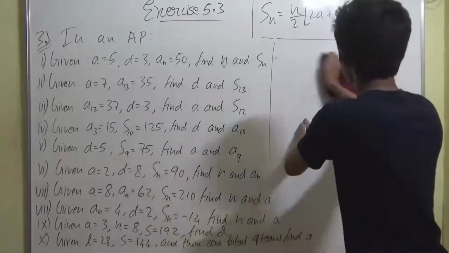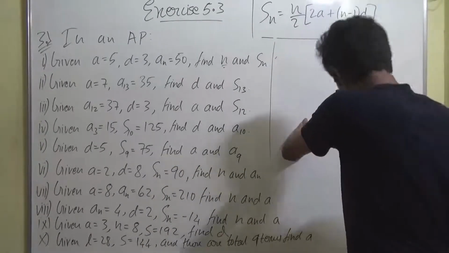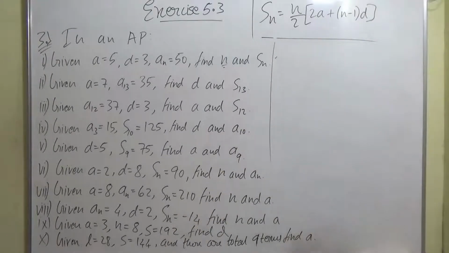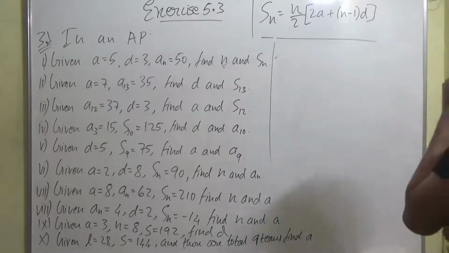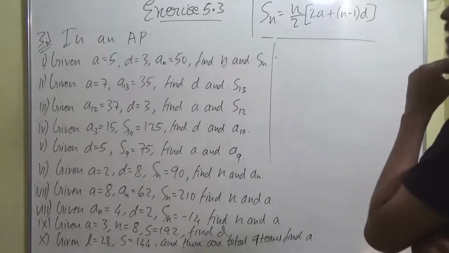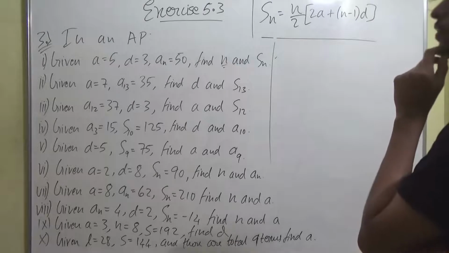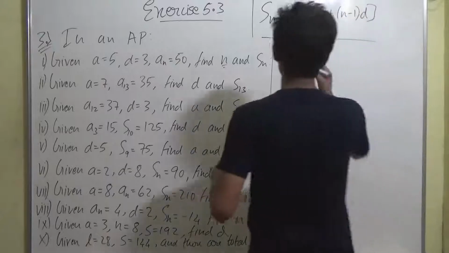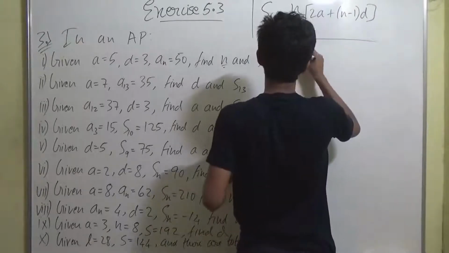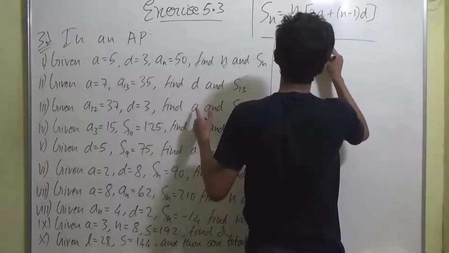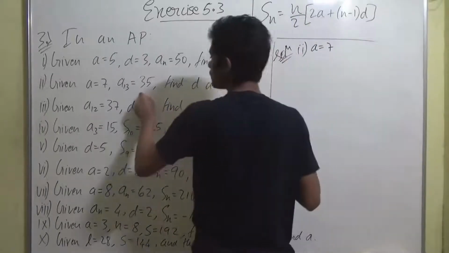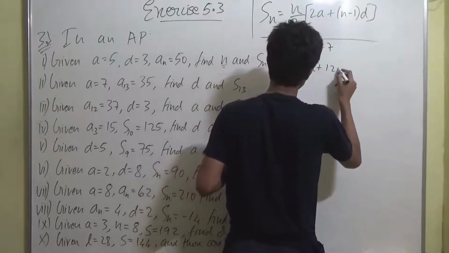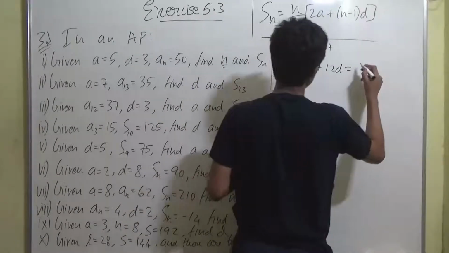Okay, guys, now it's time for the second sub question, which says a is equal to 7, a of 13 equal to 35, and d. Find d and S of 13. Okay, guys, here they have given us a of 13 equal to 35 and a equal to 7. Let's first mathematically write it down. Solution of second sub question, a equal to 7. a of 13 means a plus 12d, right? a of 13 is a plus 12d, which is equal to 35.